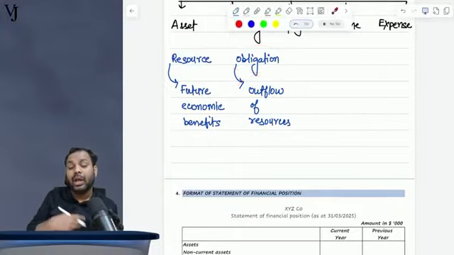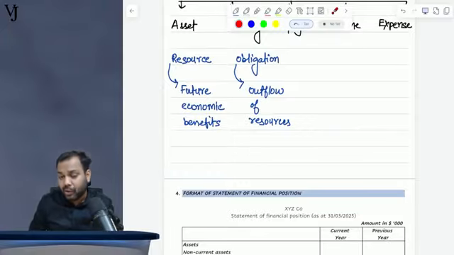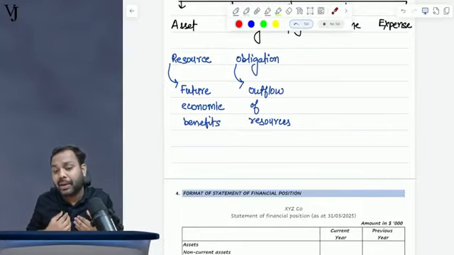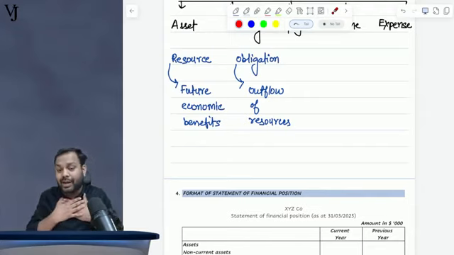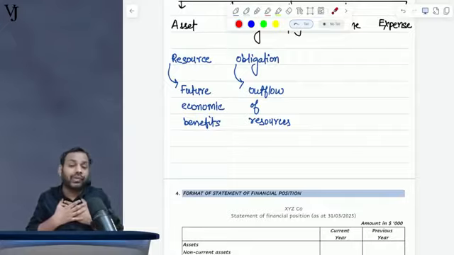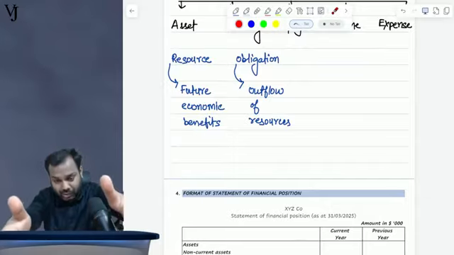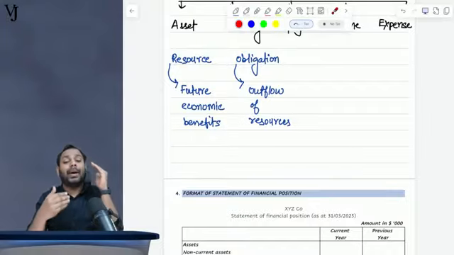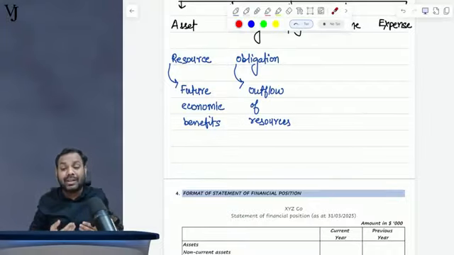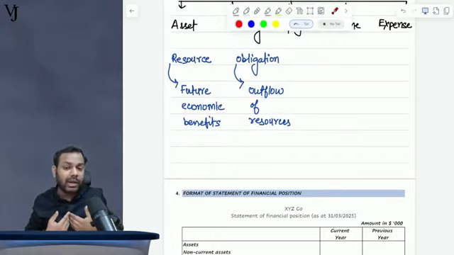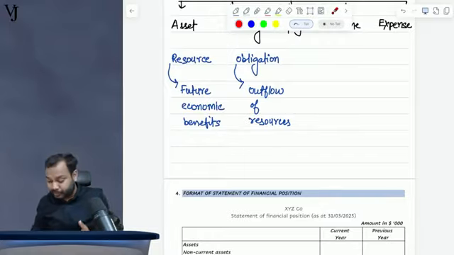Let's suppose, now understand, I have collected fees from you guys. So what do you think? Is that fees my asset or a liability? Come on, the fees which I have collected, is it my asset or my liability? It's my liability. Why? Because I have an obligation to deliver my lectures to you guys. So it is an obligation which will be settled by outflow of resources. What are the resources? My time. My time is my resource, right?